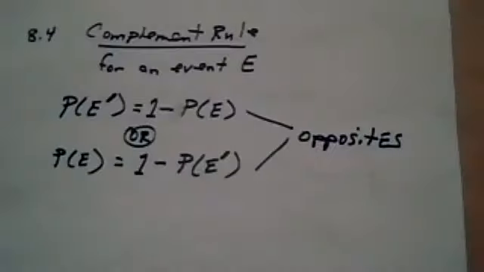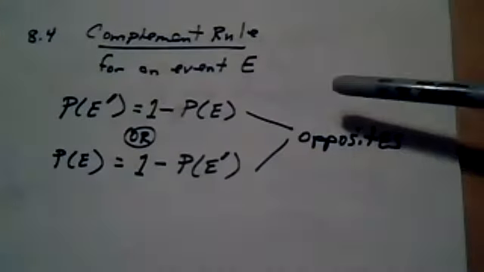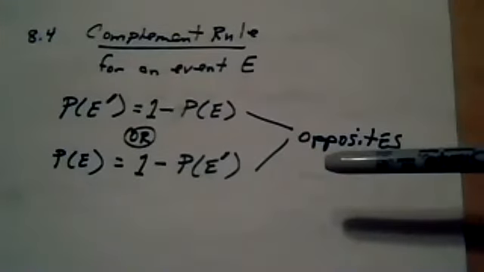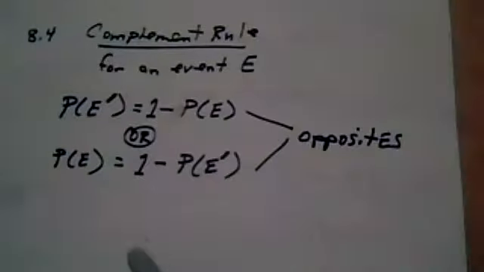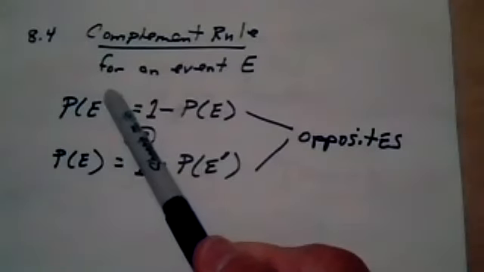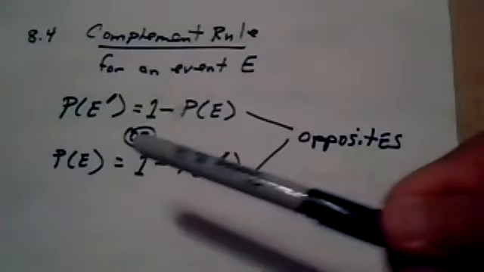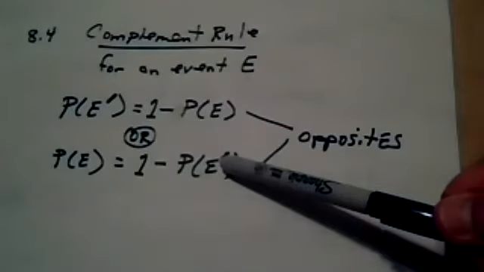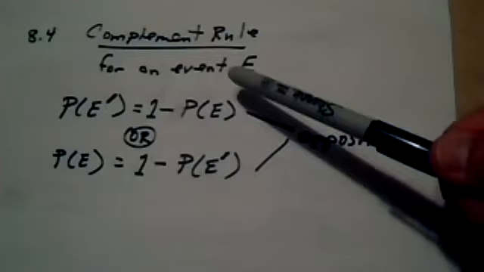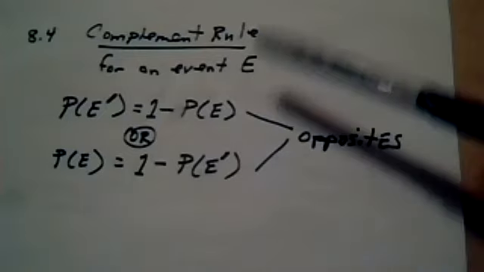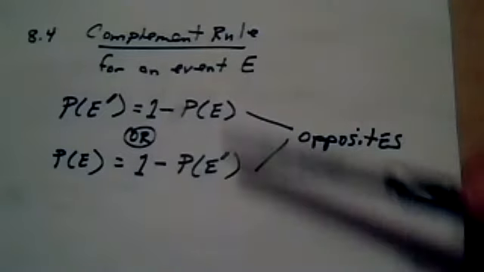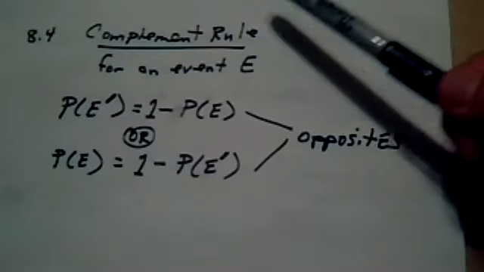The complement rule is very handy because it could make a difficult problem easy. And notice how it looks. This has a prime and this doesn't have a prime. This doesn't have a prime, this does have a prime. The one with a prime and the one without a prime are opposites. They're opposites. This is called the complement rule.